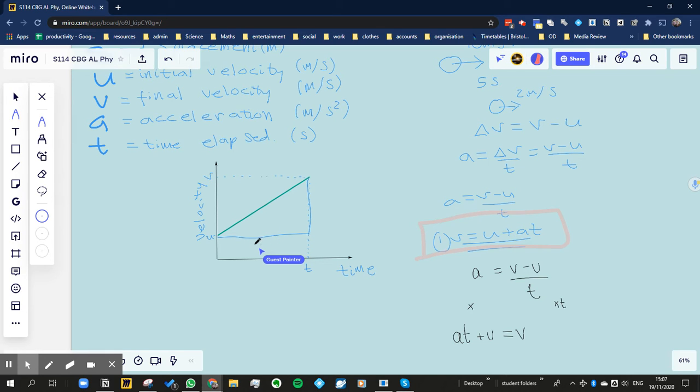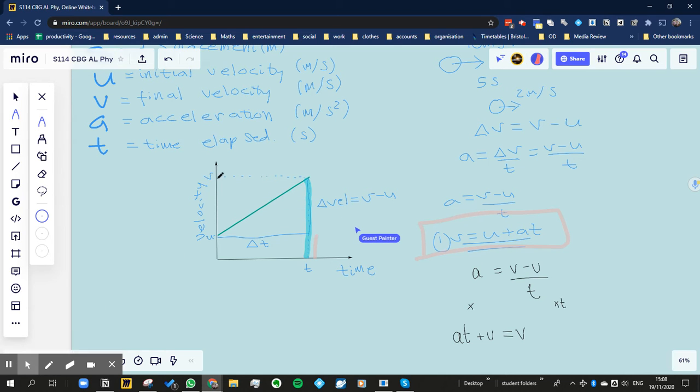The gradient of the line would be the change in y divided by the change in x. So this change in velocity is going to be all of v minus this u bit. If we went from the bottom to the top, the length of that line would be v, and the length of this little bit, which we don't want to include, would be u. So the length of the bit from there to there would be v minus u. Does that make sense?